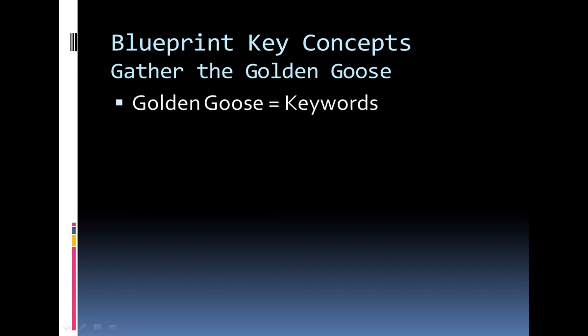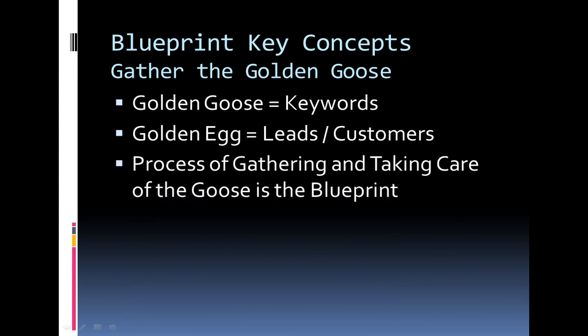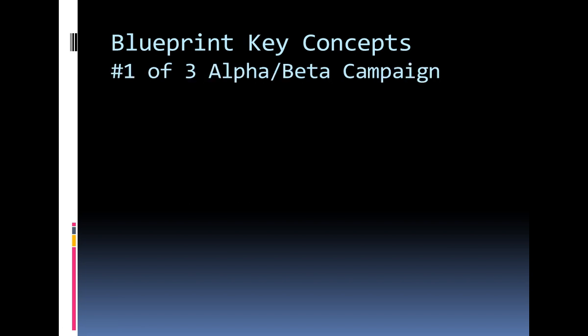The golden goose represents the keywords in your Google AdWords account. The golden eggs represent all the leads and customers that you're able to get from the keywords. And the process of gathering and taking care of the geese is the blueprint. So you go through the process of finding the best geese that will lay the best golden eggs. That is the blueprint at a high level. Okay, let's go through the next screen here.